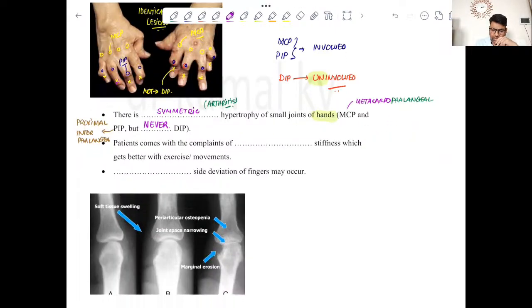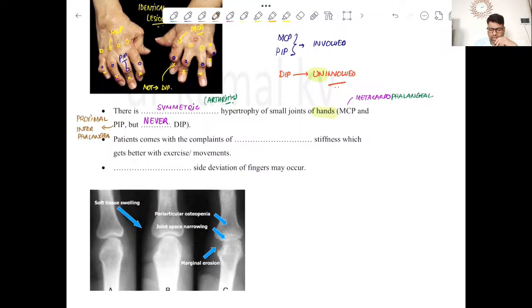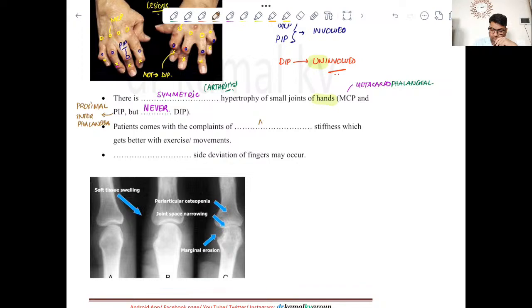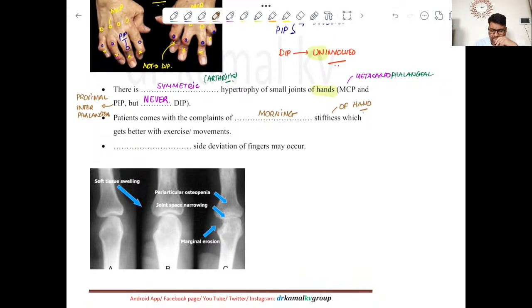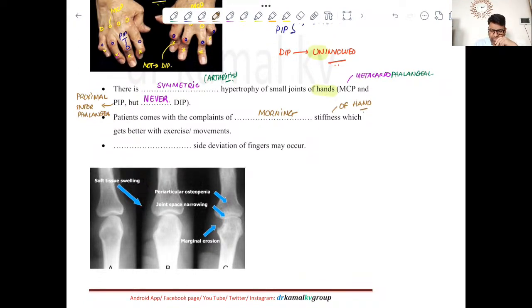Now, patient, usually a young lady, comes to us with complaints of morning stiffness of hand, obviously. She complains that whenever I get up, I feel as if my joints are stiff and it is very hard for me to move fingers. But yes, as I am involved in day to day activities, the stiffness gradually subsides. So, morning stiffness is very important here.